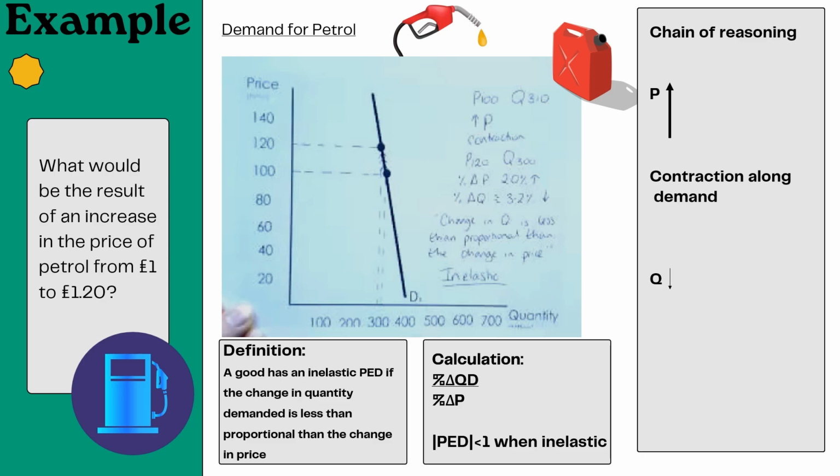Make sure you've written down the definition. A good has an inelastic PED if the change in quantity demanded is less than proportional to the change in price. Also make sure you've written down the calculation. You work out PED by finding the percentage change in quantity demanded and dividing it by the percentage change in price. If the absolute value of PED is less than 1, you have an inelastic demand curve.